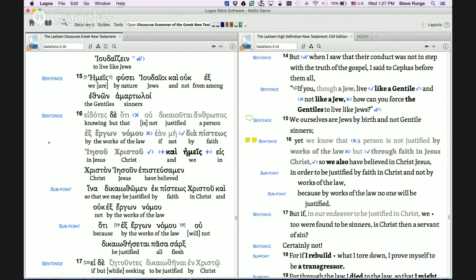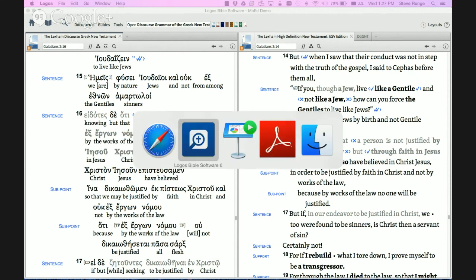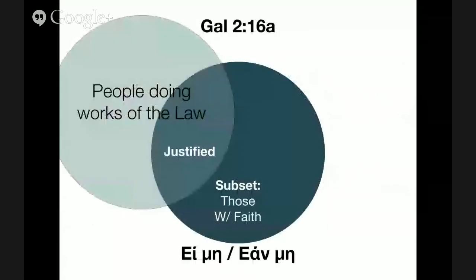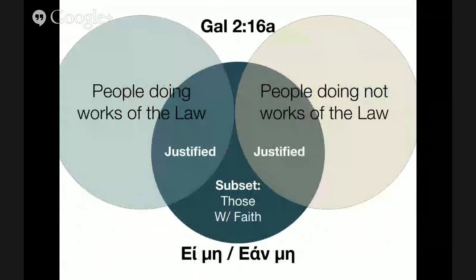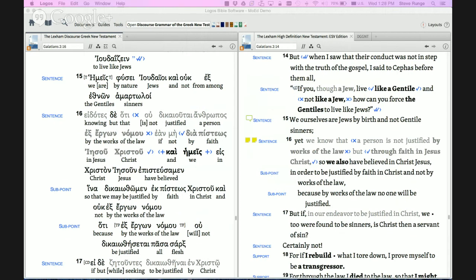This is the importance of, again, recognizing that the mention of works of the law in 2:16a is there to introduce a set of members, to delineate one group of people as opposed to this other group of people that he goes on to talk about in the balance of the verse. And it's only then in the balance of the verse that we learn that the works of the law is essentially a red herring and doesn't play a meaningful role.